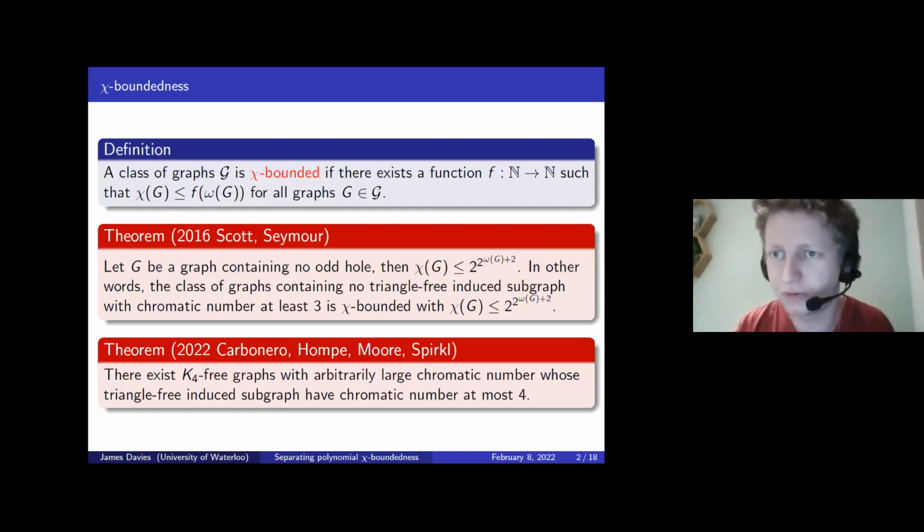What would be a nice property for a chi-bounding function? Well, like with any bounds, you like it if your upper bounds are small. So this double exponential bound, it's not too bad in the scheme of things, but what you really like is polynomial generally. So let me mention a few polynomial chi-boundedness results from the last few years that I like a lot.